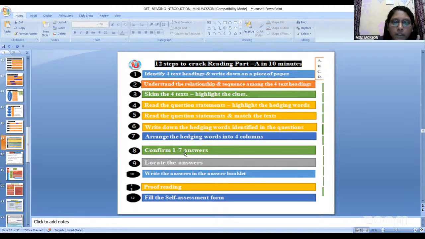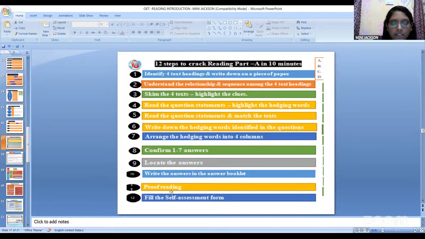Then confirm the 1 to 7 answers. With the help of the heading itself, we can understand and write the 1 to 7 answers. Then locate the answers in the text. Then write the answers in the answer booklet. Here we need to understand and focus. And honestly, we need to write the answer in the same way it's given in the booklet.